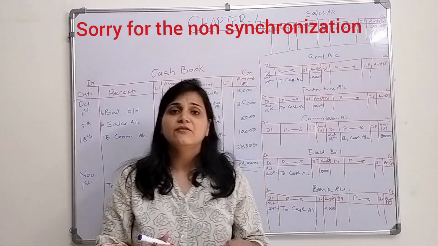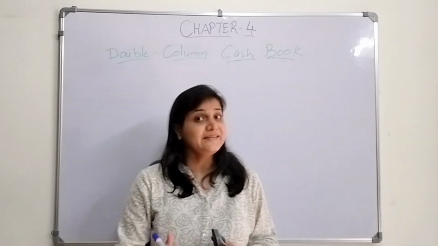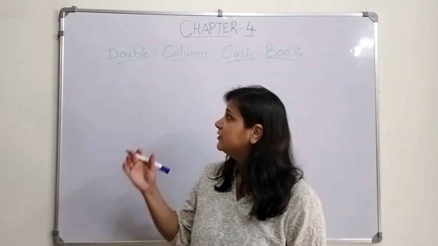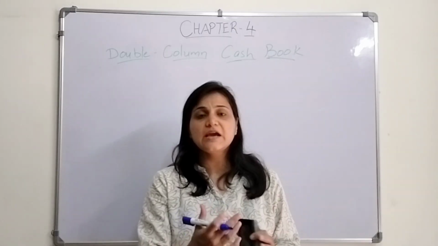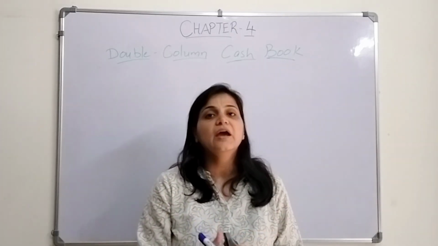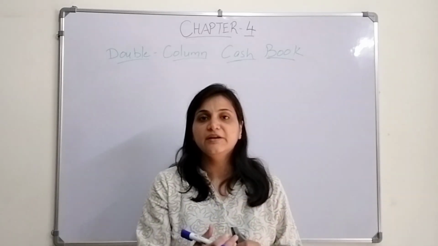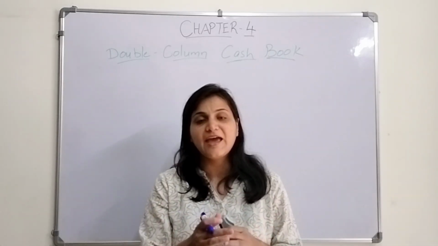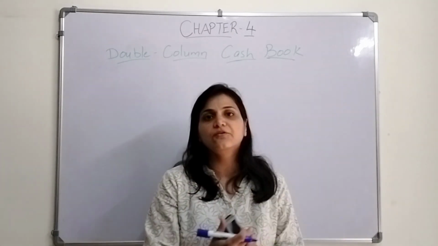Now we will discuss double column cash book. The next topic that we are going to discuss is double column cash book. In the previous example, we saw how the cash transactions are being recorded in the cash book. We don't prepare a separate journal, we don't pass a separate journal entry, we ourselves prepare a cash book wherein all the receipts we debited, all the payments we credited.